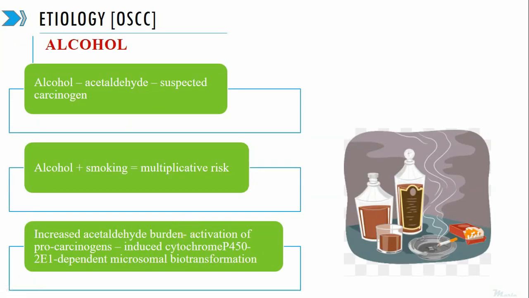Alcohol is also known to be a possible carcinogen. Alcohol gives rise to the production of acetaldehyde, which is a suspected carcinogen. It is well known based on research that the habit of alcohol, when added along with smoking, multiplies the risk of development of oral cancer tremendously. The increased acetaldehyde burden within the body results in the activation of pro-carcinogens, which induce the cytochrome P450 2E1 dependent microsomal biotransformation. This biochemical process makes the cells susceptible to undergo dysplasia.